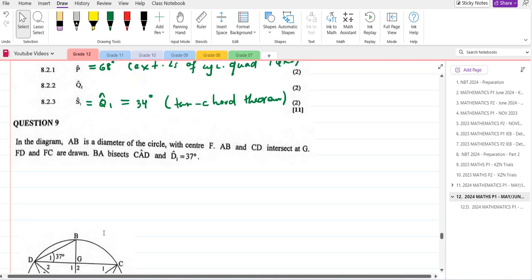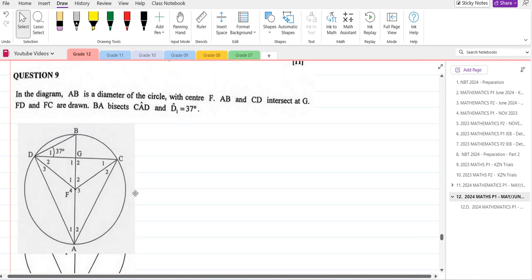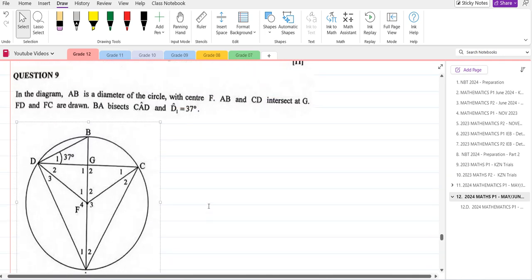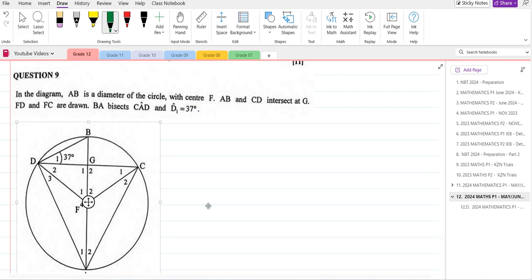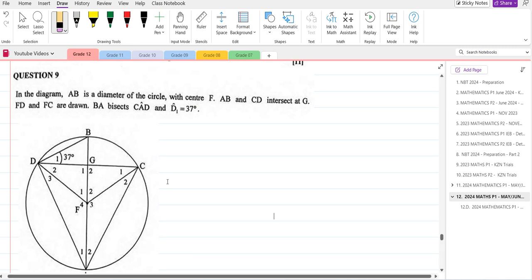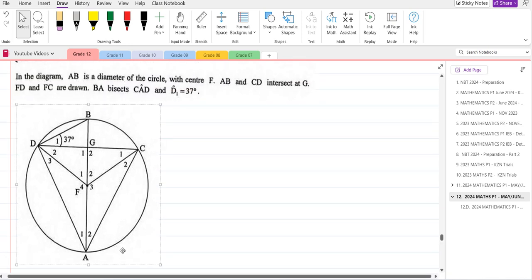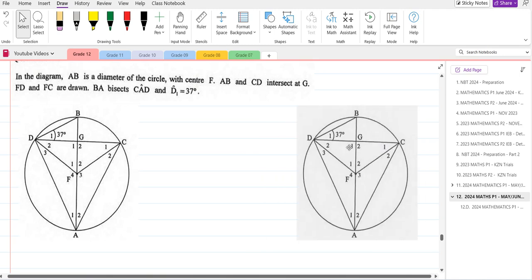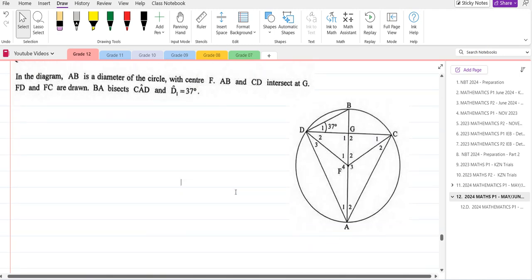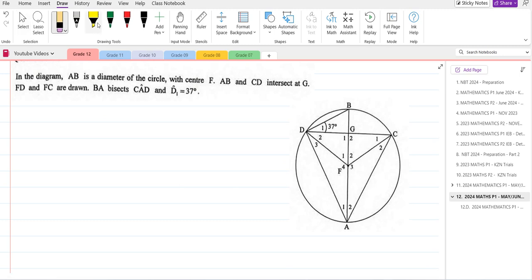In the diagram, let's look at the next question, which is question number 9. So what we have here in the diagram, AB is a diameter. Very important information: if AB is a diameter, remember we can fill in 90. Let's put this on the side and then answer the question. If AB is a diameter, then we can make a 90-degree box here, angles in a semicircle.